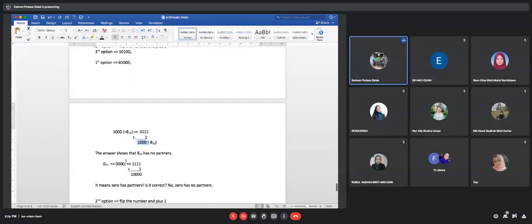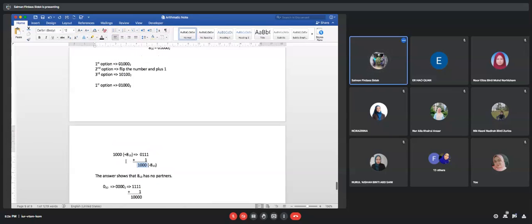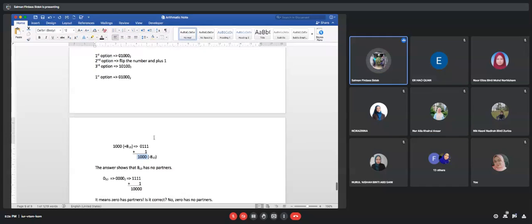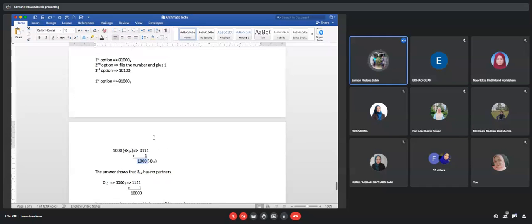Can you get it? Okay? Okay, settle. And then the second rationale.